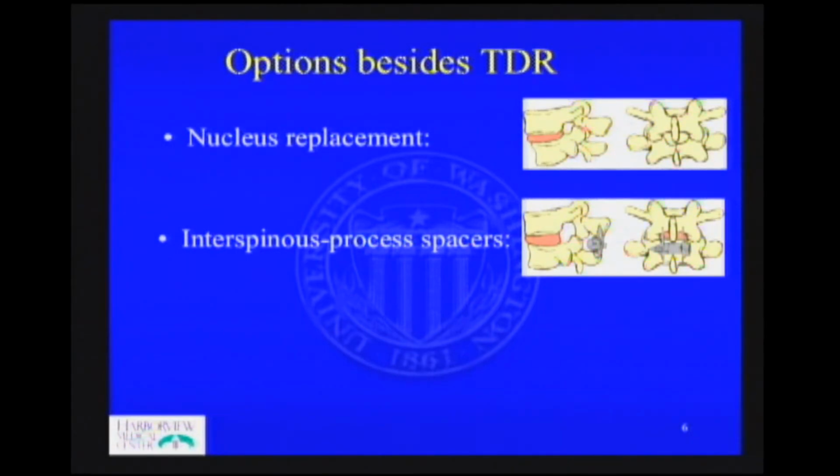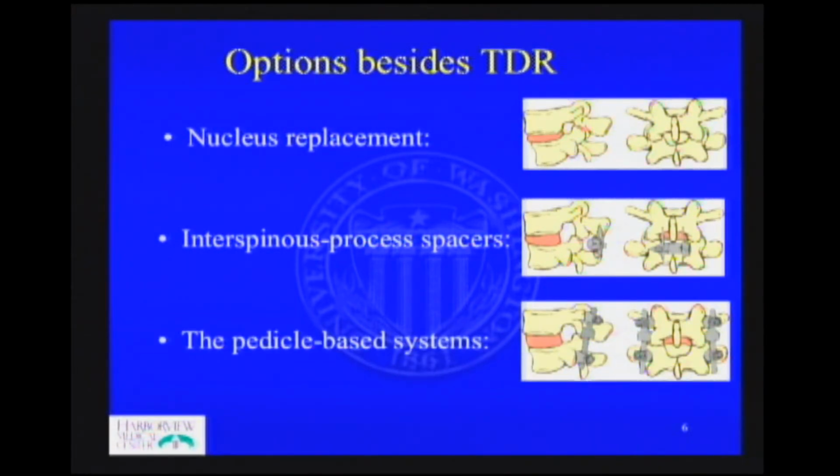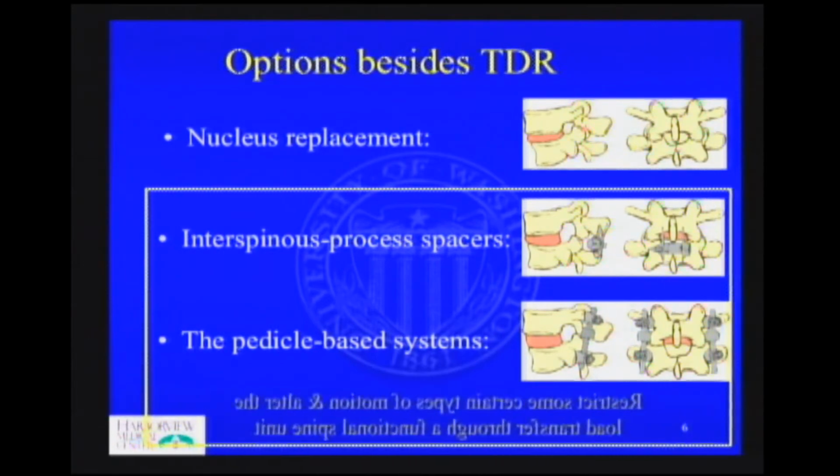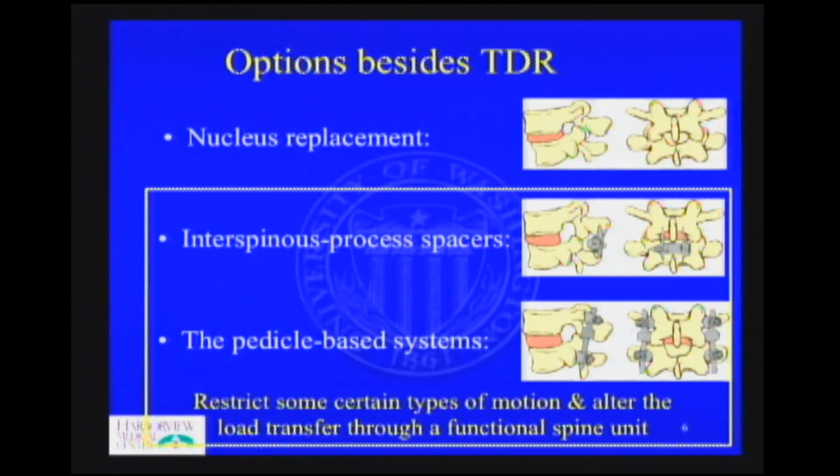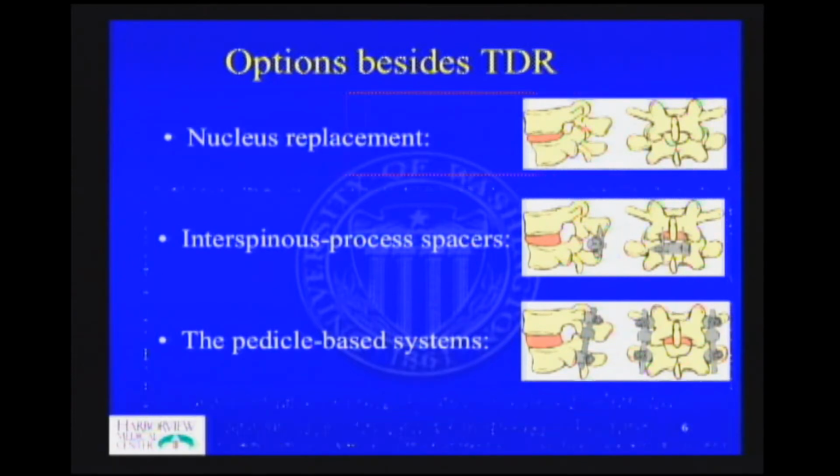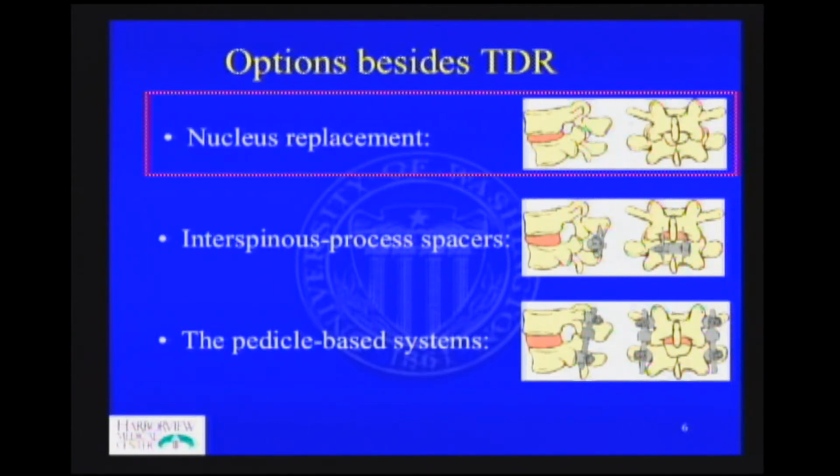Now, the options besides the artificial disc that Dr. Chapman talked about include the nucleus replacement, the interspinous process spacers, and also the pedicle-based systems. These devices mainly restrict certain types of motion and alter the load transfer through a functional spinal unit. Let's first look at the nucleus replacement.